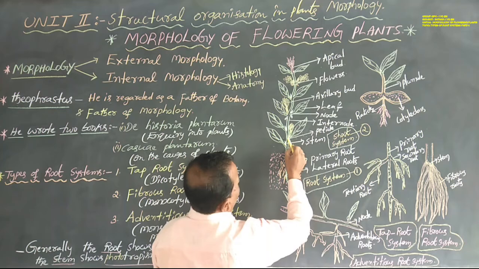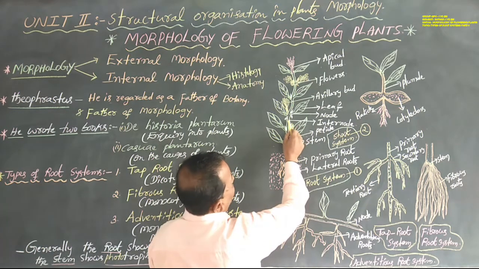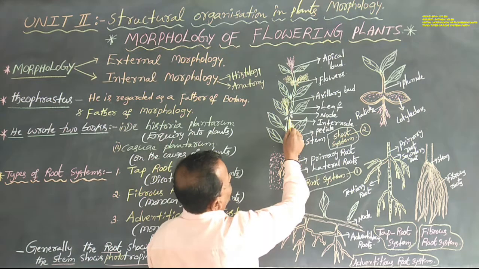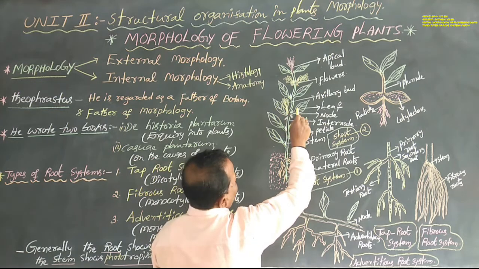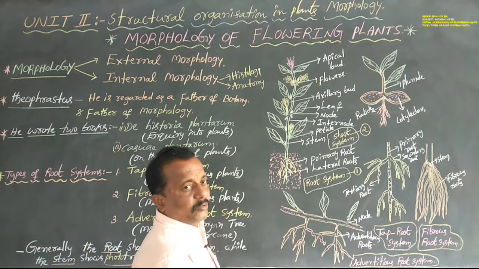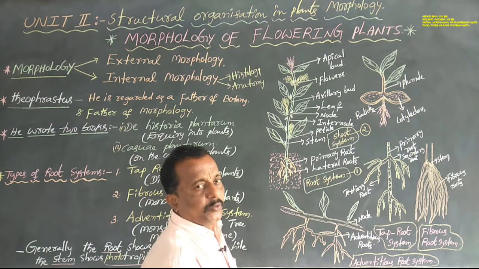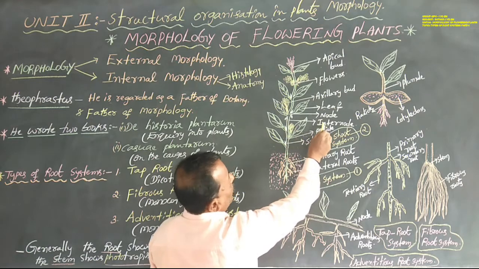So these are nodes and internodes. This is a node and this is an internode. Two nodes between the internode. So every leaf, every bud, every flower will be developed at the node of the stem, not the internode of the stem. Only at the node of the stem. Two nodes between one internode.